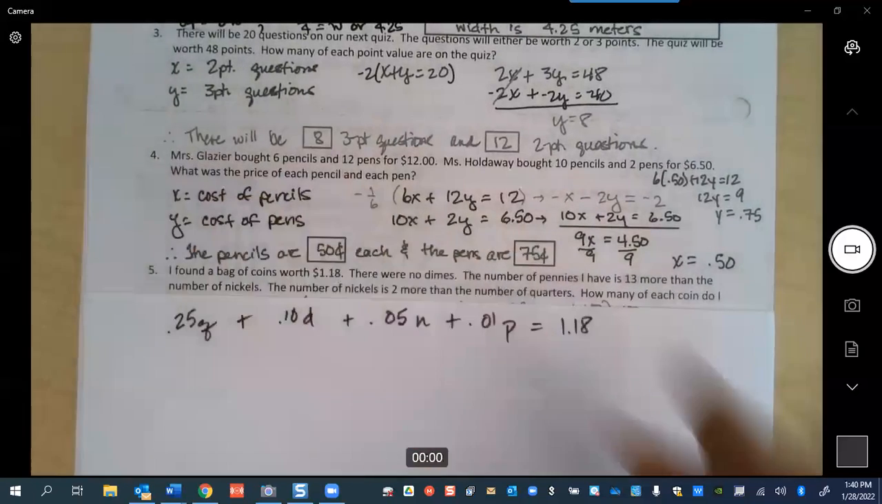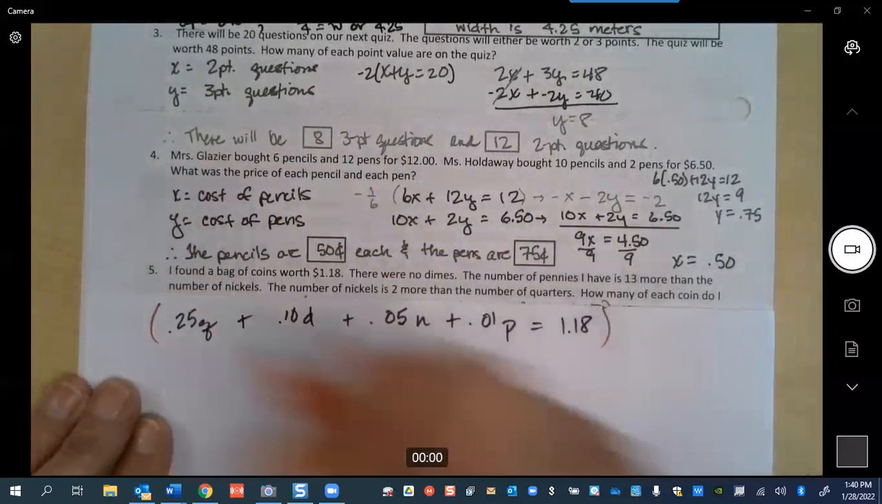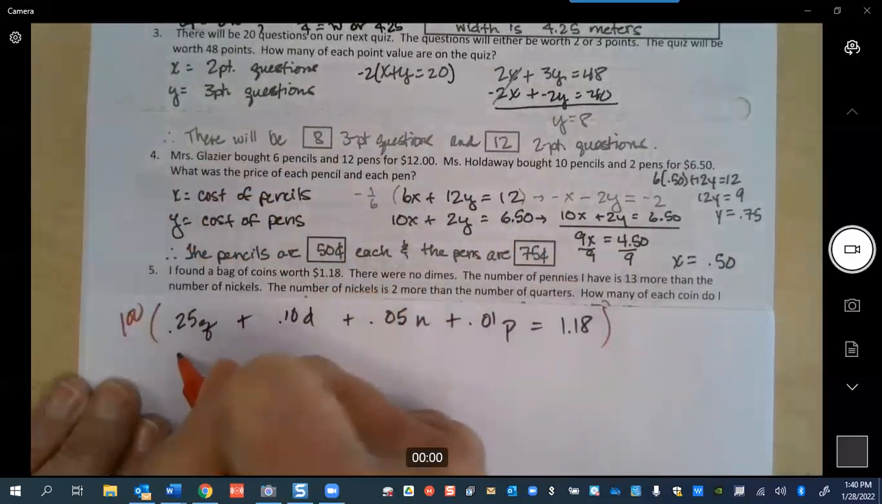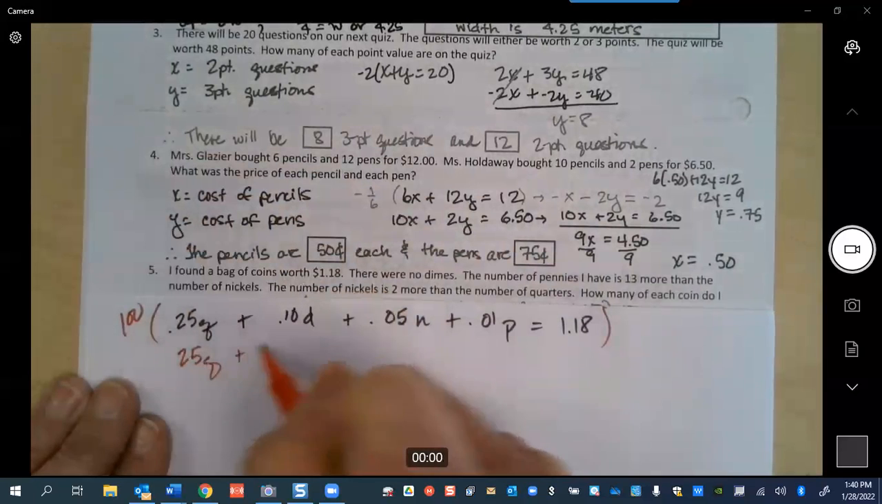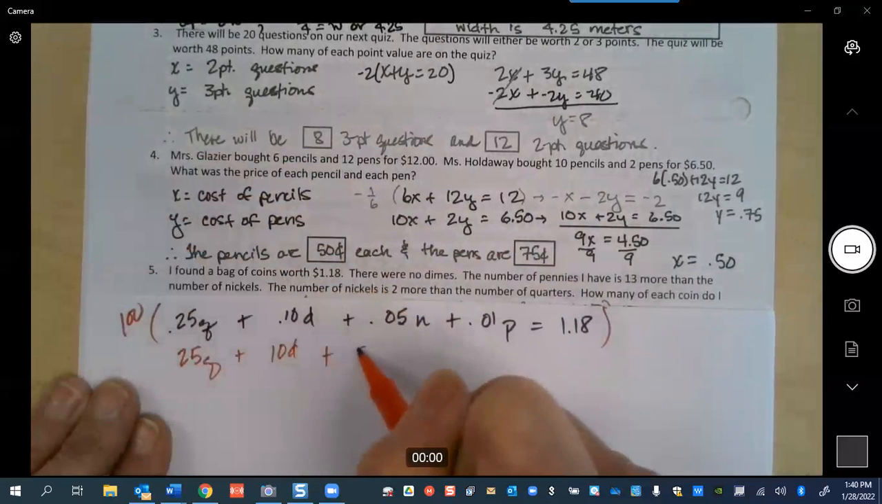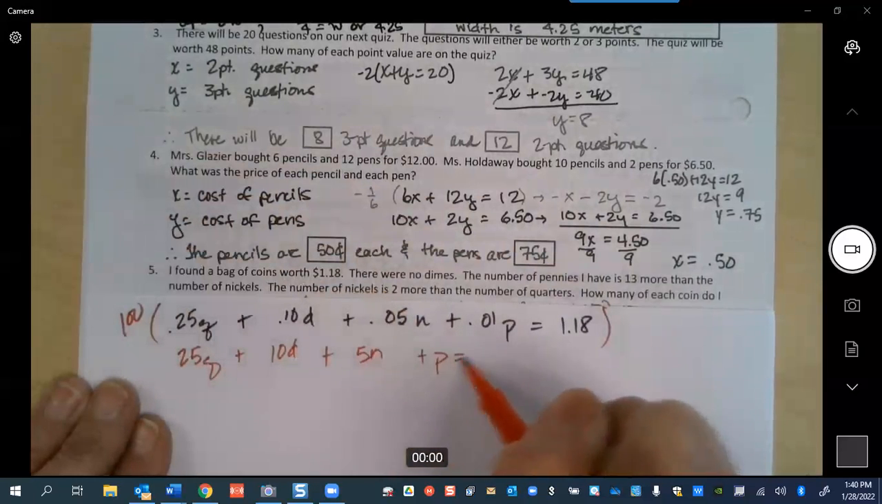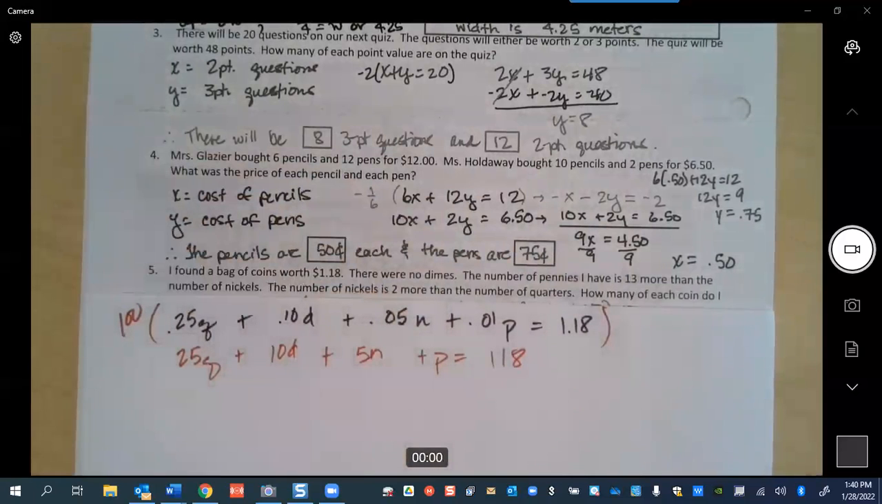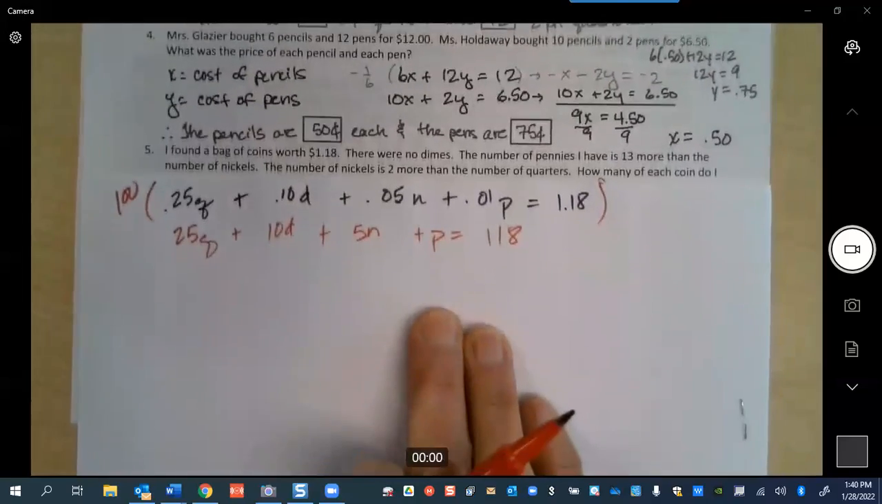So every time we deal with money problems, we teach the kids to go ahead and multiply everything by 100, because it's so much easier to not have to deal with that decimal place. Everybody okay with that math so far? All right, so then we dive into the problem and see what it is we have.